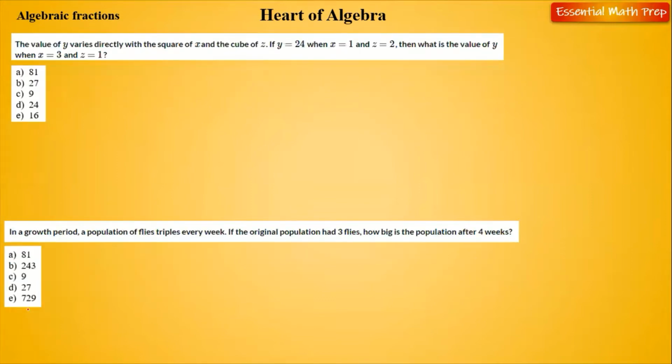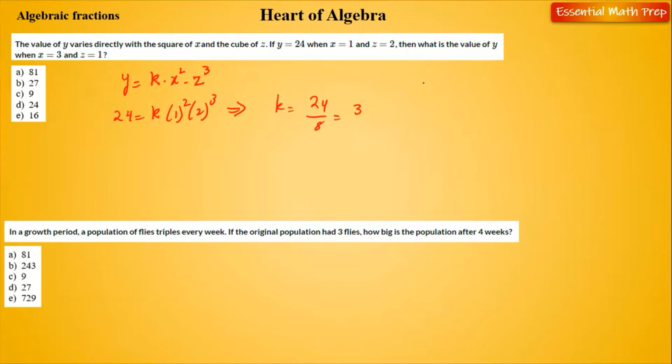All right. Again, you're going by the same logic, except this time it is directly related. So y varies directly with the square of x and the cube of z. So first, let's write a logical expression. y equals some proportionality constant times x squared times z cubed. y equals 24 when x is 1 and z is 2. So what this will give us is the k value. So k would be 24 over 8, which is 3.